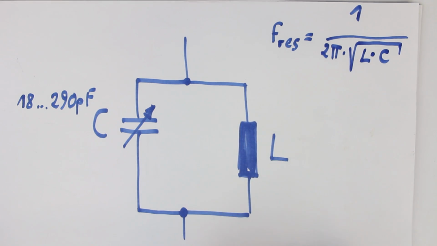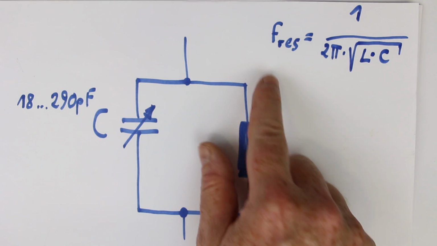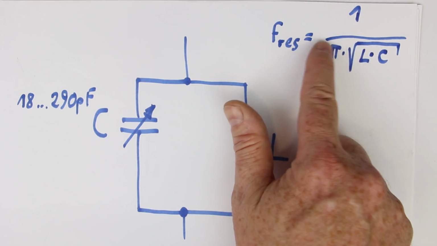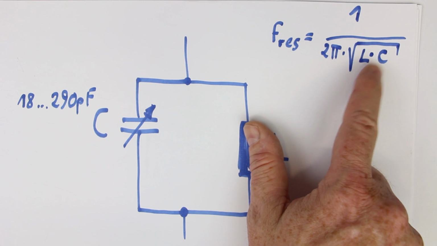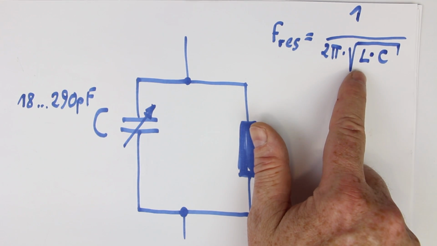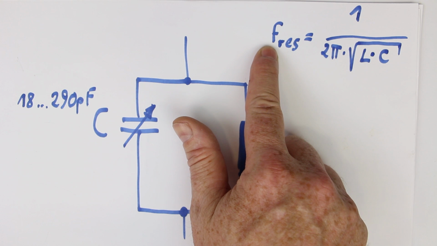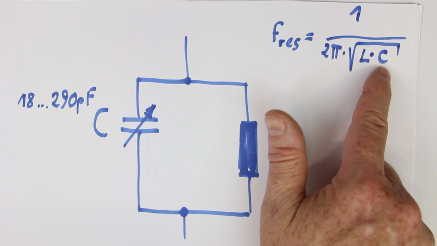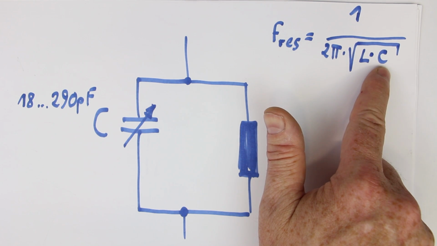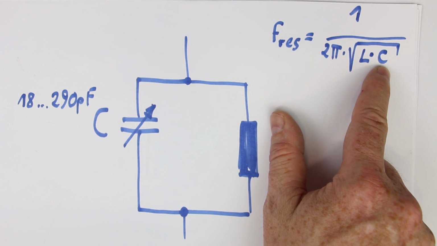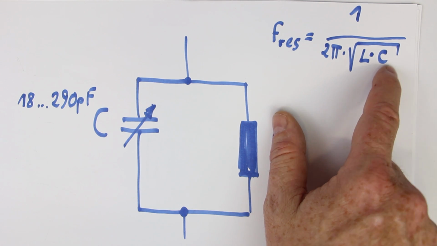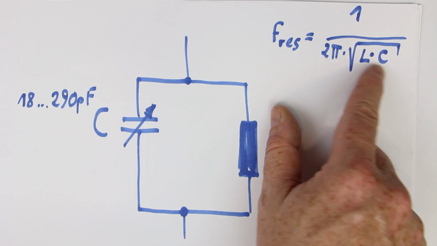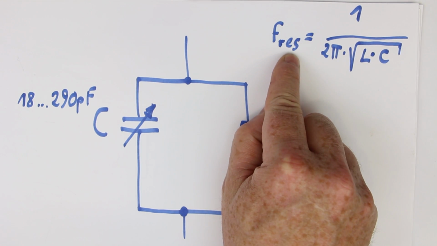You can look up this formula every time you want, because every textbook has it, but for this time you only have to remember 2 things. First of all, because L and C are standing in the denominator, you get a higher resonant frequency if you lower your value of L or C or both. And of course the opposite is also true. If you increase the value of L and C, you get a lower resonant frequency.